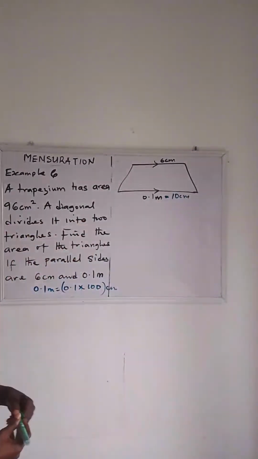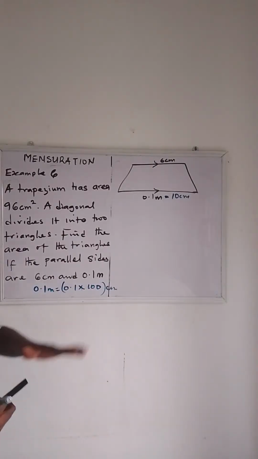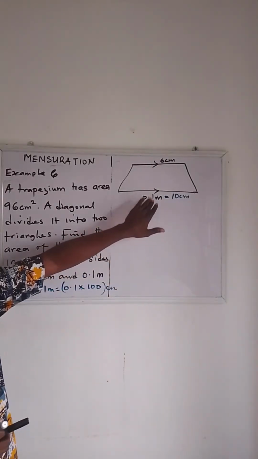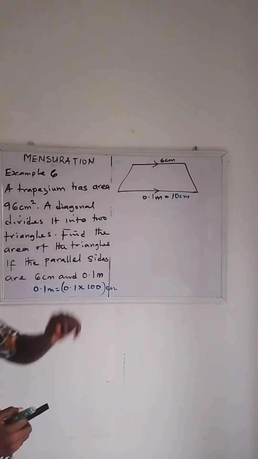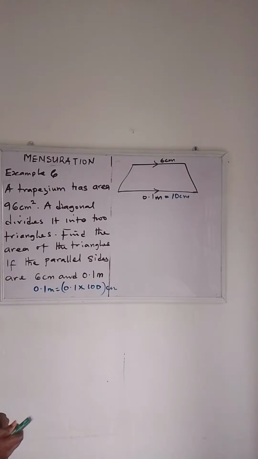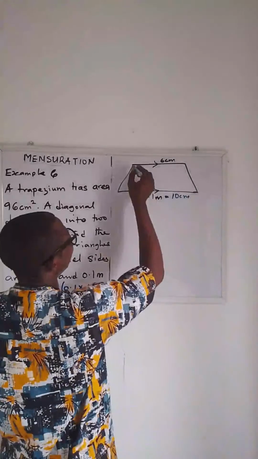I hope you understand that. So it's very, very important. Don't just go ahead and start using the value given. Make sure that the units are the same. Okay, good. So we have a diagonal. Now the diagonal is like this.